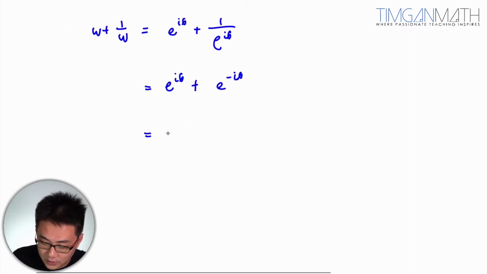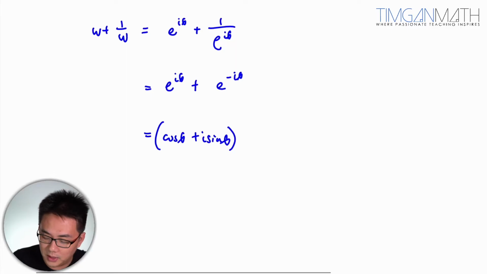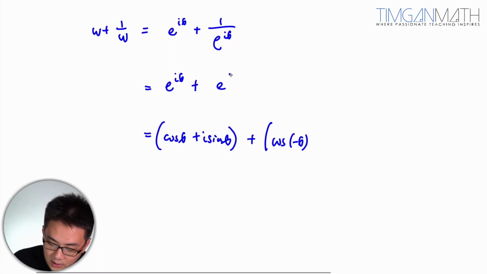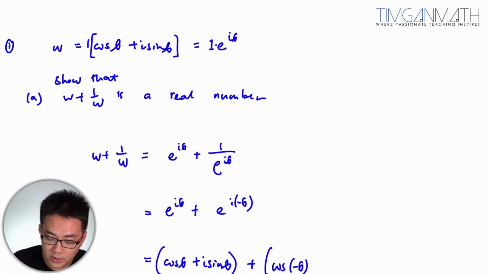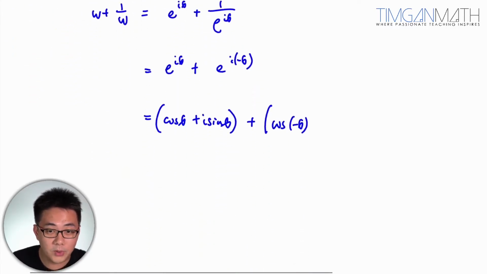So this is cosine theta plus i sine theta for this over here. Whereas for this one here, what you can get is cos of negative theta. This is the argument, right? The argument here is actually negative theta. Then the modulus, like I said, is 1, so you can just leave it as it is.